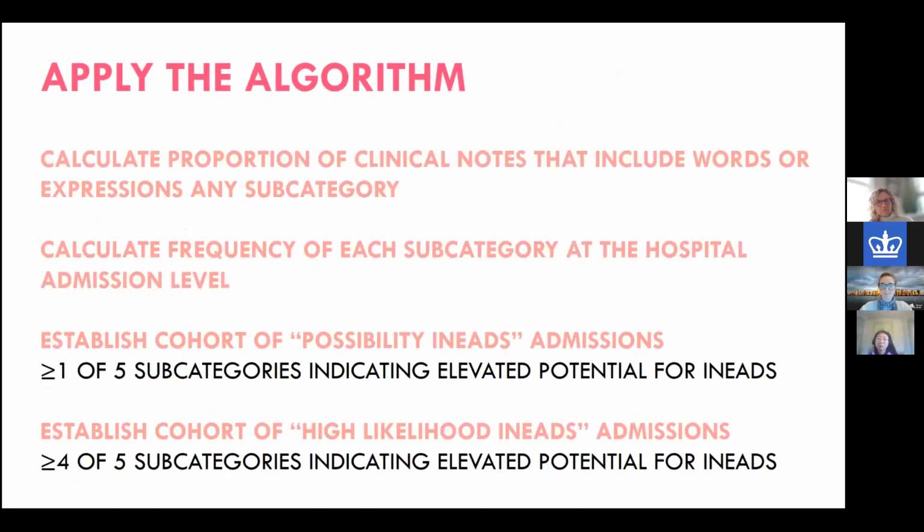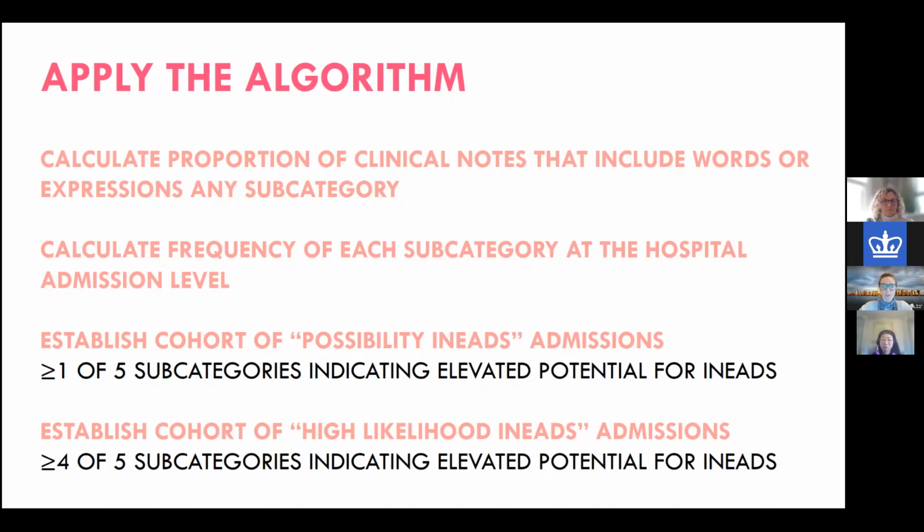And then once we did the gold standard testing, we applied the algorithm to the entire set of 418,000 clinical notes, and the information that we were hoping to get out of this is, what is the proportion of clinical notes that actually include words or expressions in any subcategory, overall? And then we also wanted to know the frequency of each category at the admission level. So for a patient admission, how many of them had each one of these picked up in a note? And then, of most interest to our aim, is establishing a cohort of patients who we think might be INEADS.